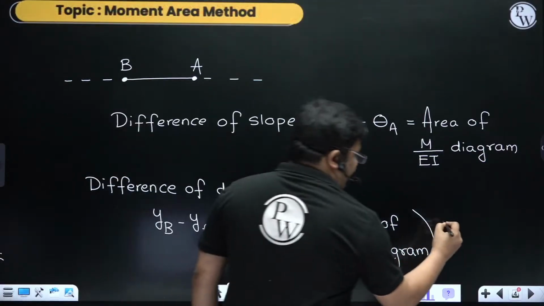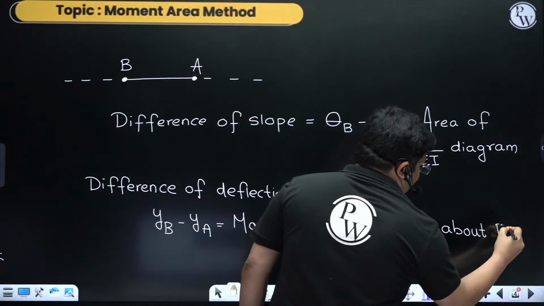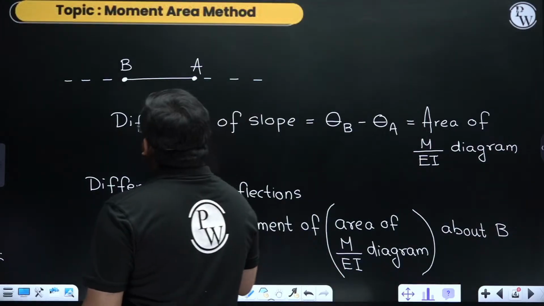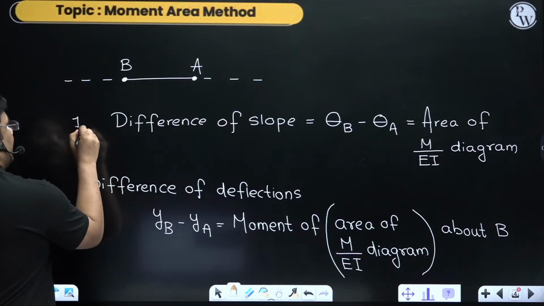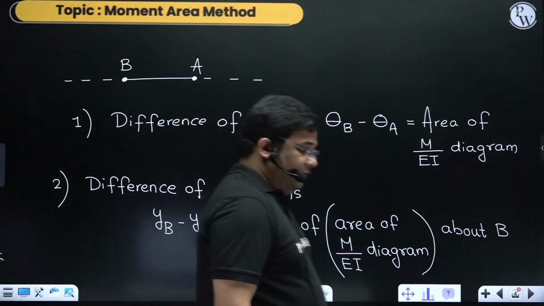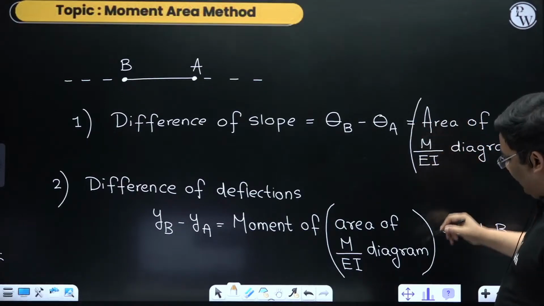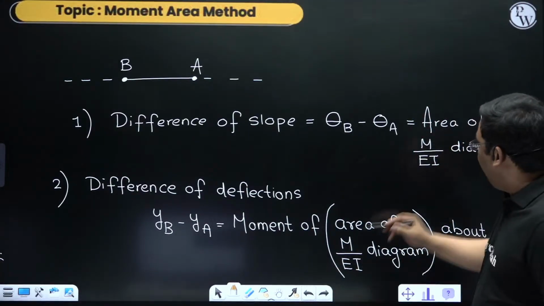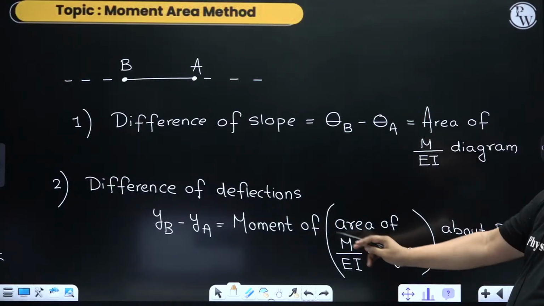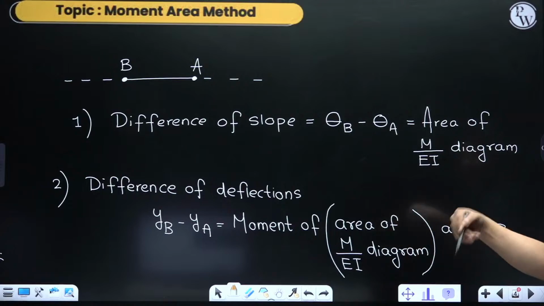About B we will take. So these are the two conclusions of your moment area method. The difference of slope is the area of the M by EI diagram. Whereas the difference of deflection is the moment of area of the M by EI diagram.